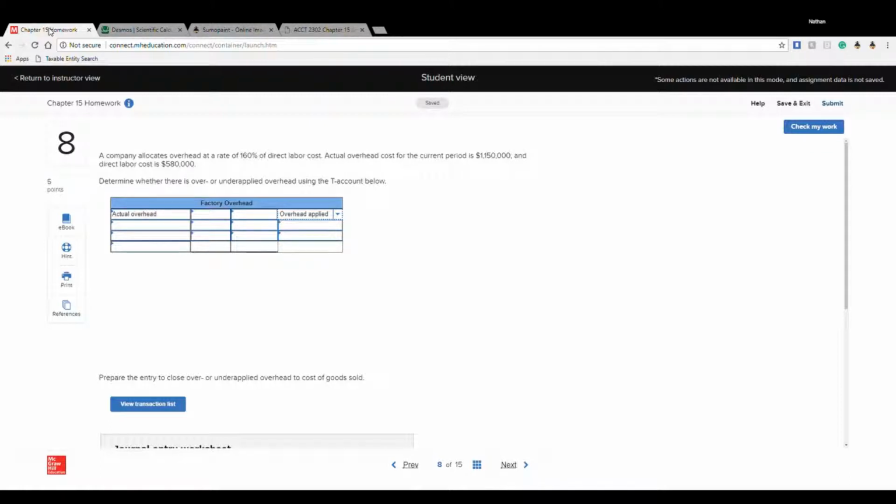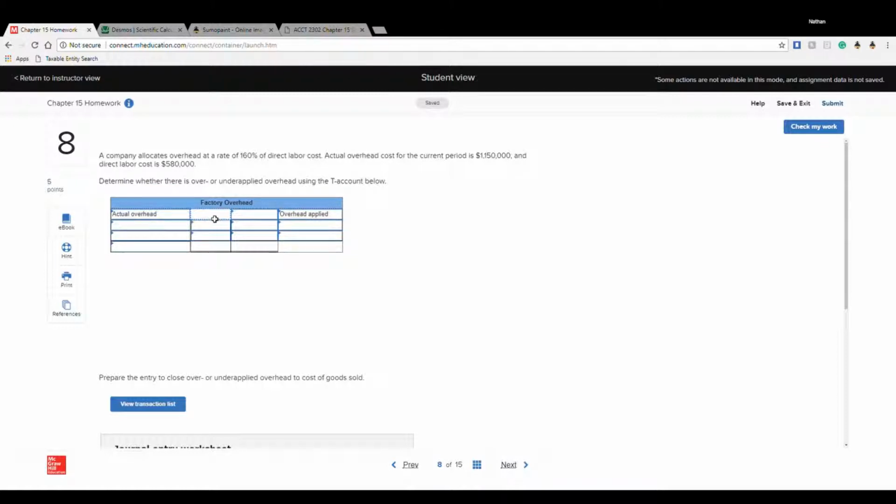T-account. Okay. So the company allocates overhead at a rate of 160% of direct labor cost. Actual overhead cost for the current period is $1,150,000 and direct labor cost is $580,000. Determine whether there is an over or under applied overhead using the T accounts below. But first off, we only have one blank, we don't have one there. So naturally it's probably going to favor something over here. Then we're going to have to do the journal entry.